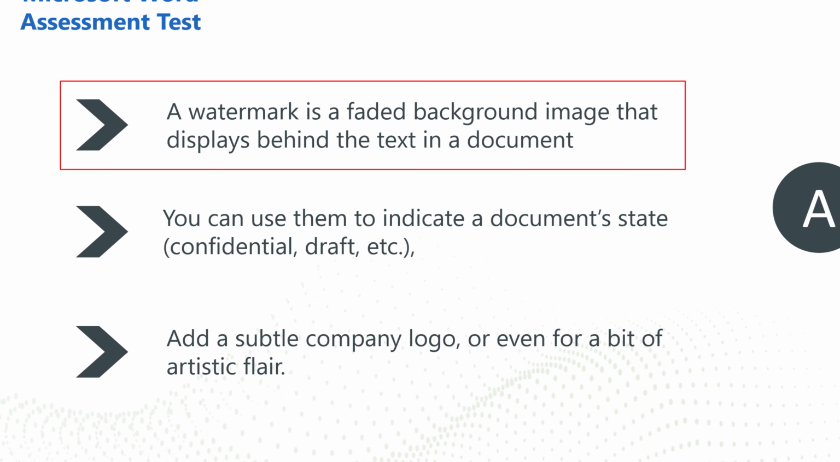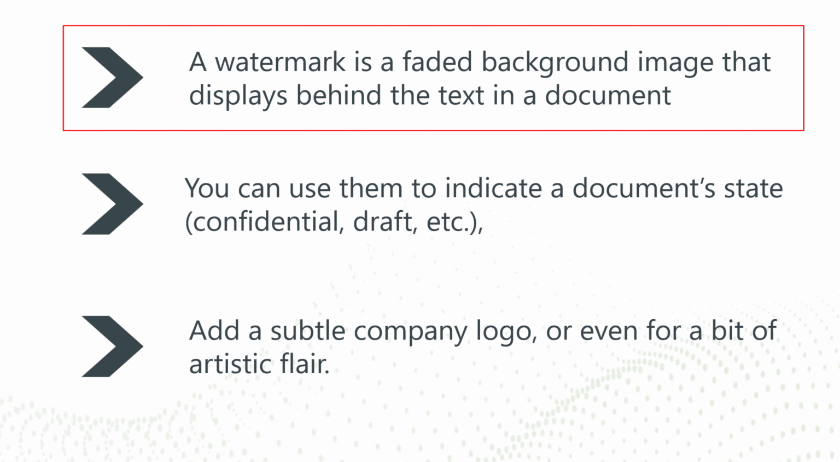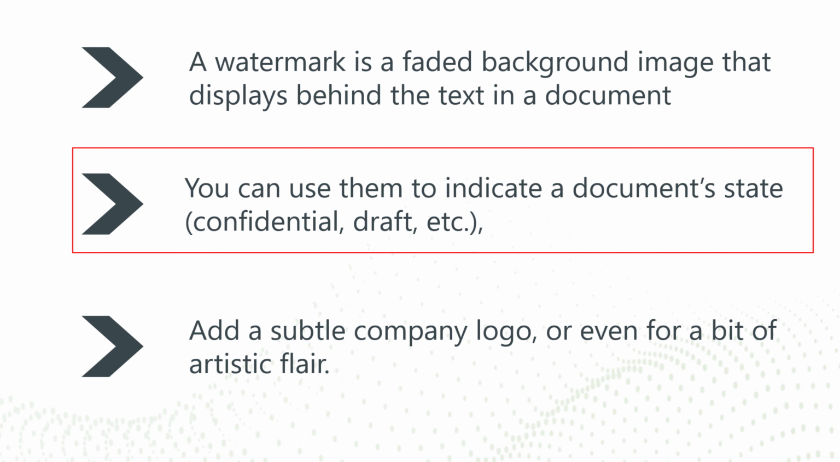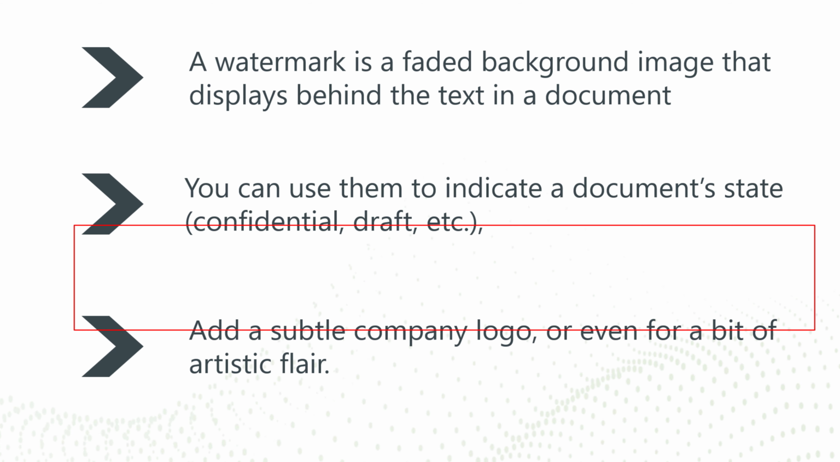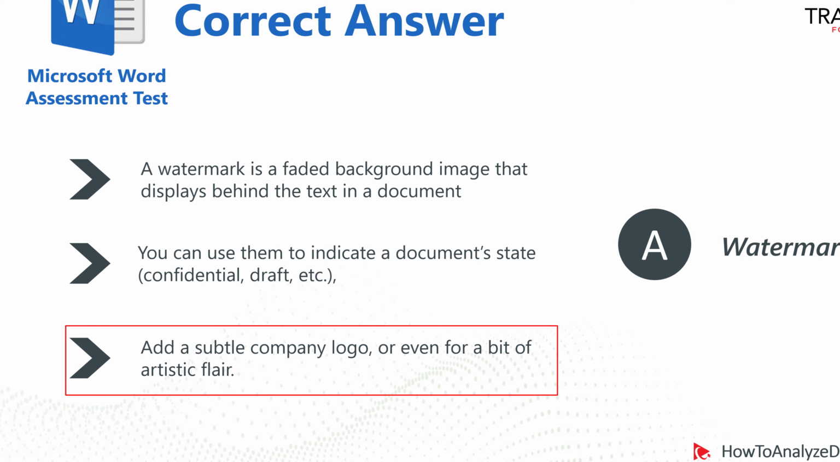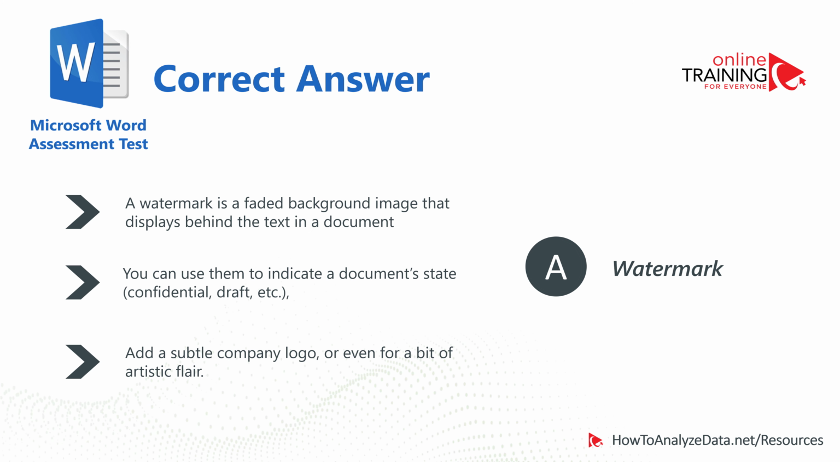And watermark is a faded background image that displays behind the text in a document. You can use them to indicate document state, for example, confidential, draft, sample, and a lot of others. Or you can add a company logo or load any custom image that you would like behind the text in your Word document using this feature. Hopefully you've got this one right.